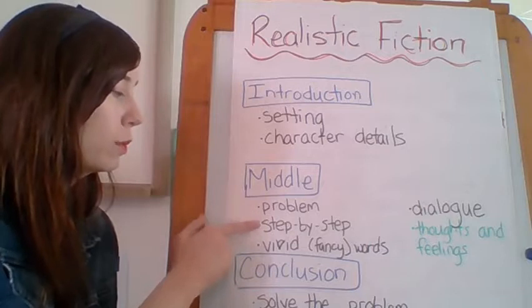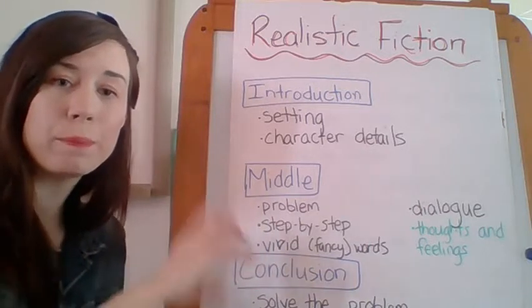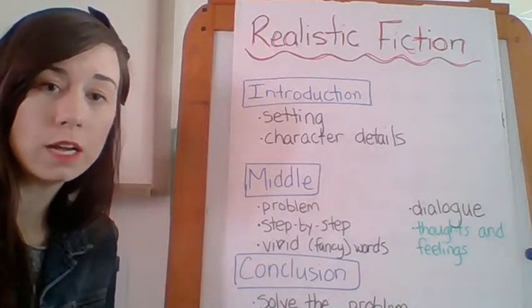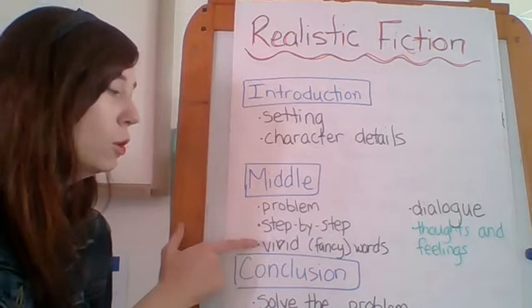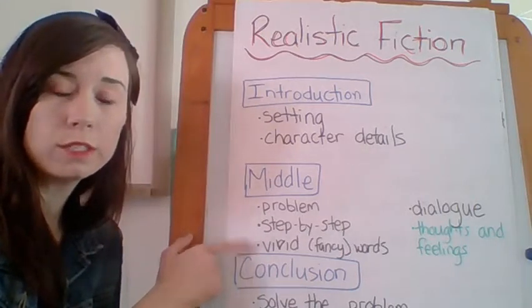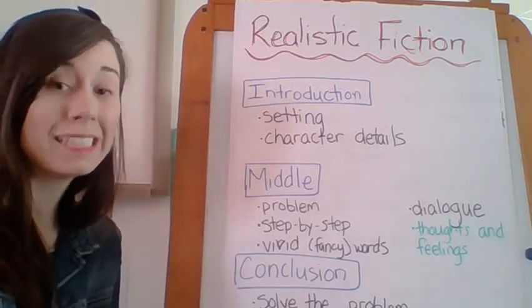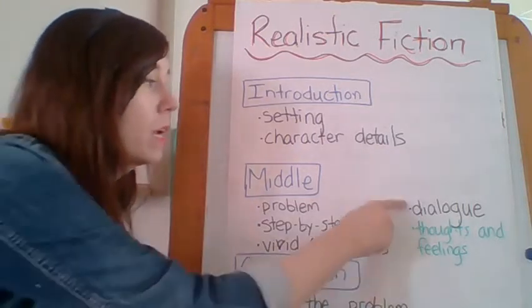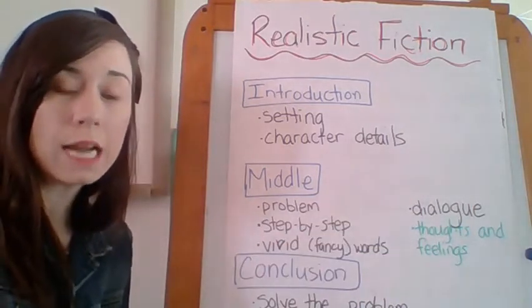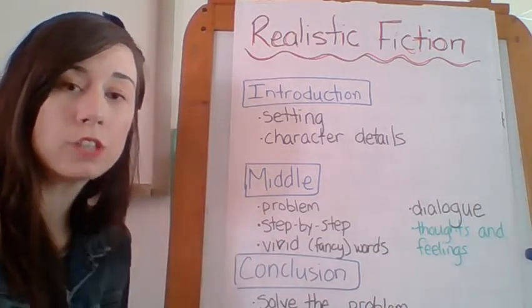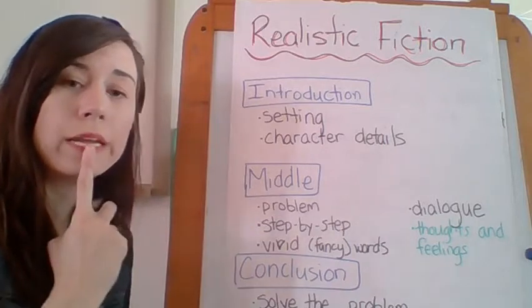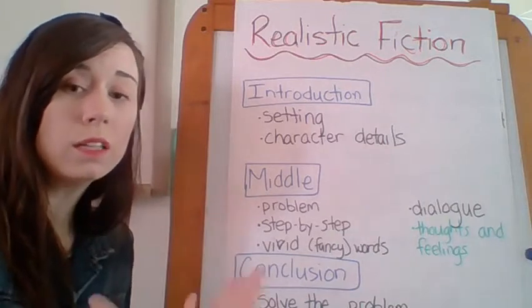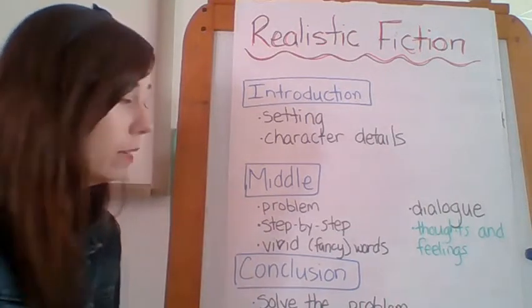So, we've talked about the problem, we've talked about adding step by step details and really stretching out what your character does in your story. We've talked about vivid words or fancy words like synonyms from a thesaurus that you can use in your writing. And we've also included dialogue, so making the character talk on their own or making the characters talk between each other. So, all of those things we have incorporated.